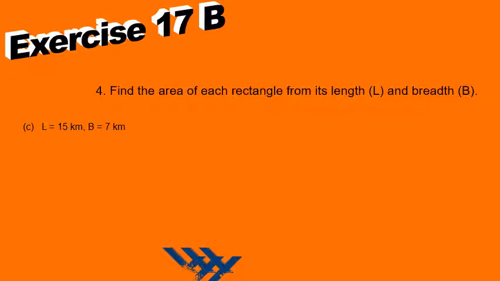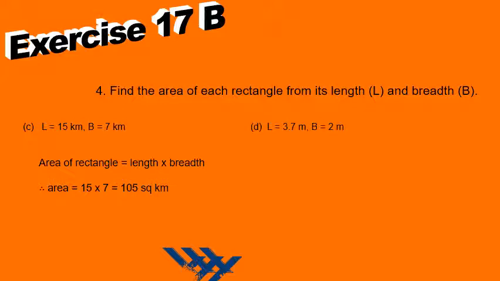Here, length is equal to 15 kilometer and breadth is equal to 7 kilometer. So, area of rectangle is equal to length multiplied by breadth, which is equal to 15 multiplied by 7, and that is equal to 105 square kilometer. So, area is equal to 105 square kilometer because length and breadth are given in kilometer. So, the area will be in square kilometer.